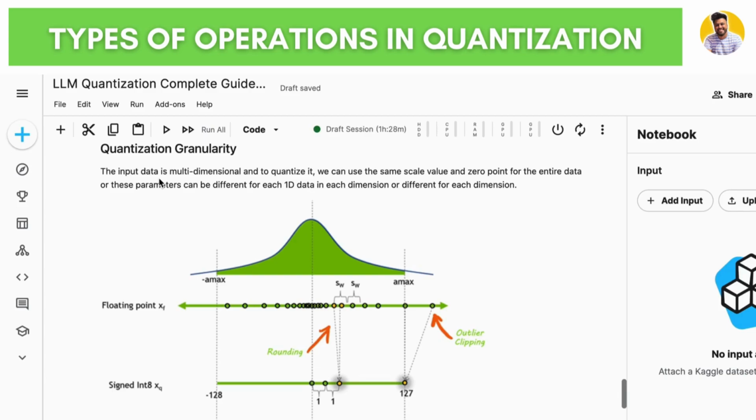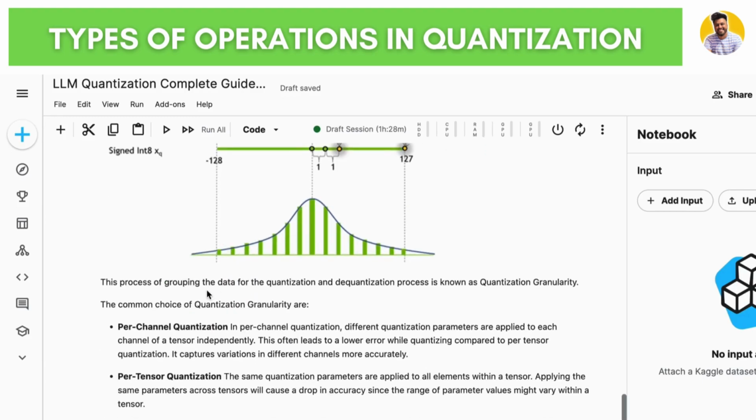We can quantize it by taking the 1D array out of it, or the 2D array, or the 3D array as well. The process of grouping the data for the quantization in some way is called the quantization granularity. Okay, so the common choices of the quantization granularity start with per channel quantization.